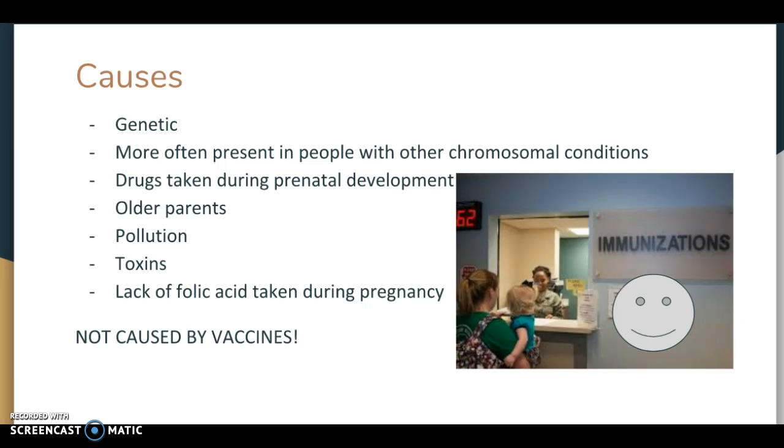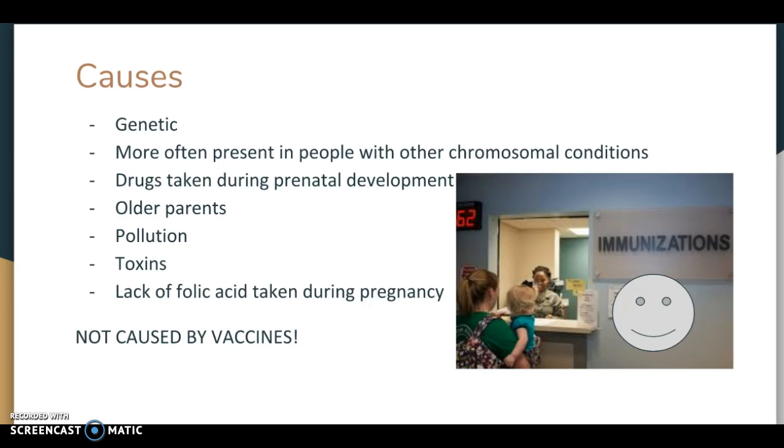So some causes, it's important to know that we don't know all of the causes of ASD, but it's important to see that there are some factors. There appears to be a genetic link. It is more often present in people with other chromosomal conditions, usually it can accompany Fragile X.